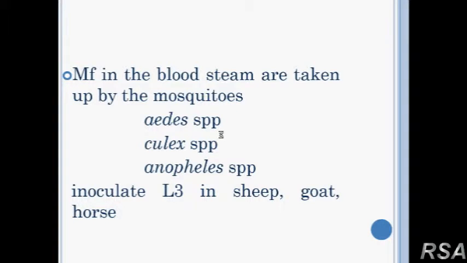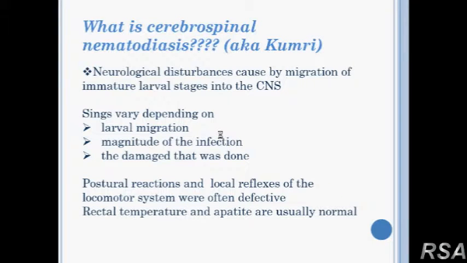Microfilariae in the blood stream are taken up by the mosquito. Aedes species, Culex species and Anopheles species are those mosquitoes. Inoculation of L3 in sheep, goat and horse, which act as the aberrant host. What is cerebrospinal nematodiasis? Called as Humbri.